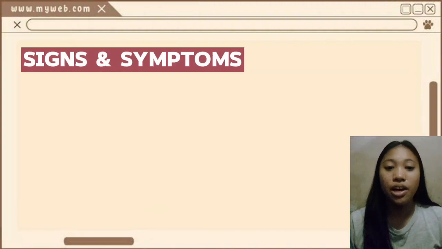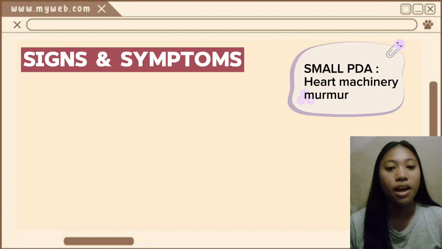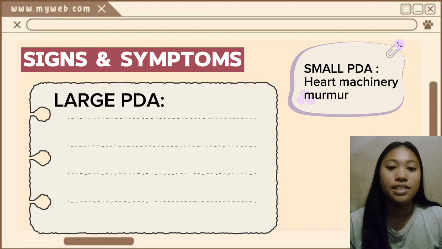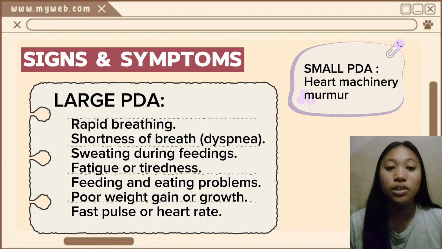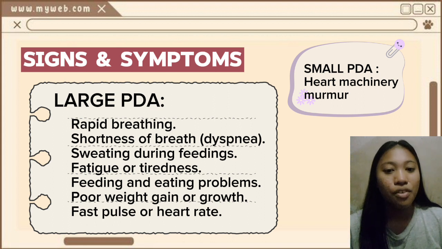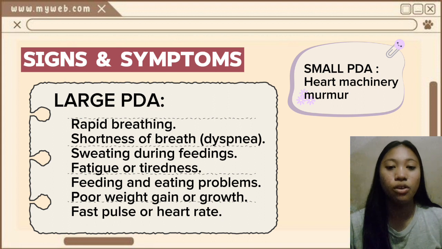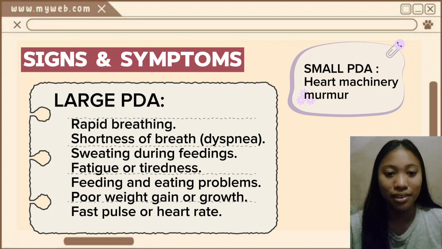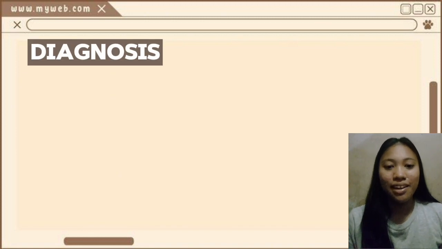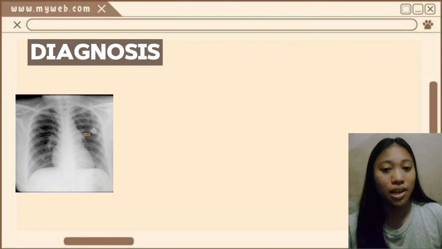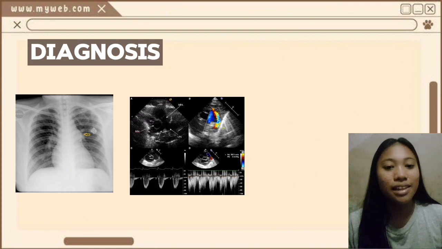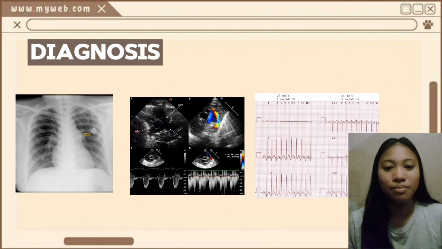PDA symptoms vary according to patent ductus arteriosus types. Small PDAs may not cause any symptoms other than a heart murmur. Larger PDAs may cause rapid breathing, shortness of breath or dyspnea, sweating during feedings, fatigue or tiredness, feeding and eating problems, poor weight gain or growth, and fast pulse or heart rate. If your healthcare provider suspects PDA, they may recommend referral to a specialist like a pediatric cardiologist. The pediatric cardiologist may order certain tests like chest X-ray, echocardiogram or heart ultrasound, and electrocardiogram or EKG.